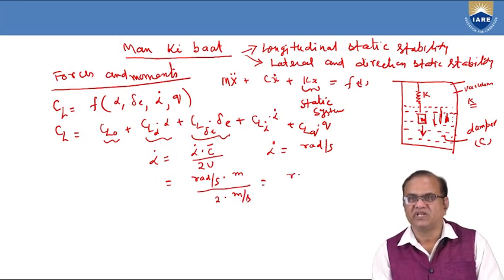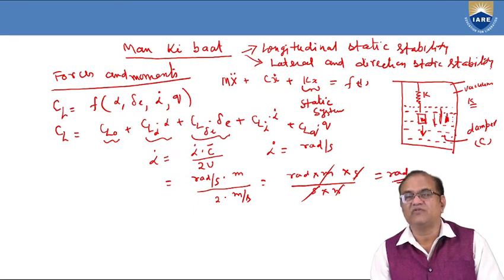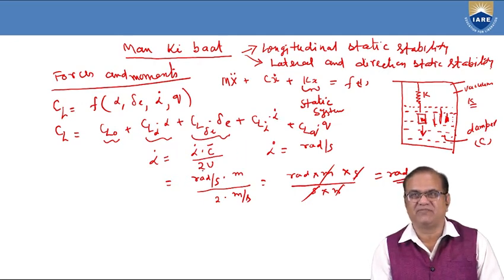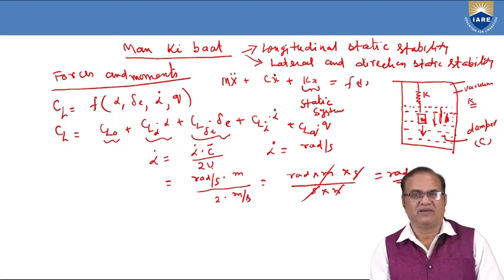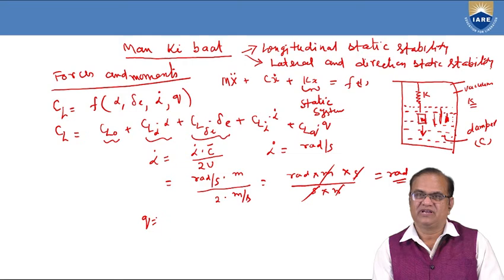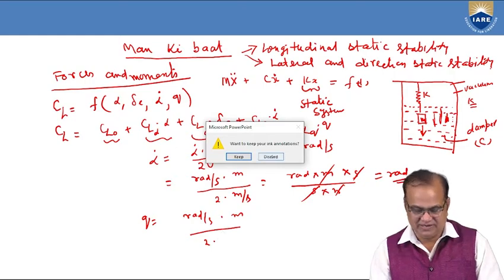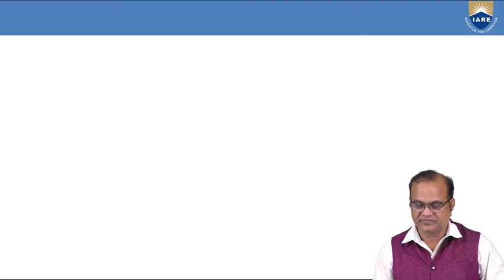So radian into meter into second divided by second into meter. The meter cancels, the second cancels, and you get radian. So if you want to make alpha dot from dimensional to non-dimensional, we have to multiply it by C bar by 2U, and it becomes non-dimensional. In the same way, Q is also in radian per second, so we have added Q C bar by 2U: radian per second into meter divided by 2 into meter per second.